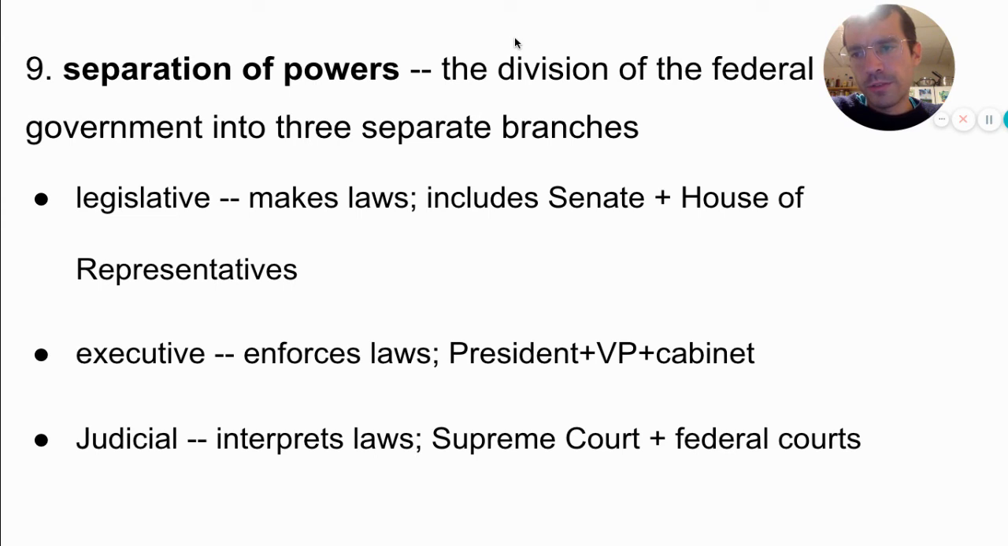The last branch of the federal government is called the judicial branch, and its job is to interpret the laws. Interpret means that the judicial branch gets to decide when laws have been broken. The judicial branch consists of the Supreme Court and all the other federal courts. And the people on these courts who interpret the laws are called judges or justices.